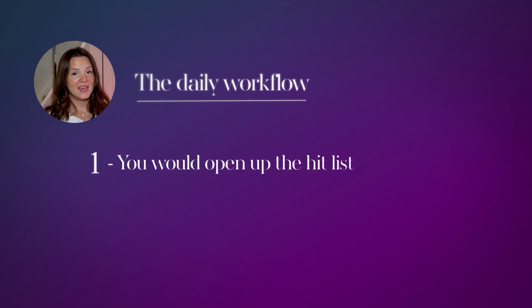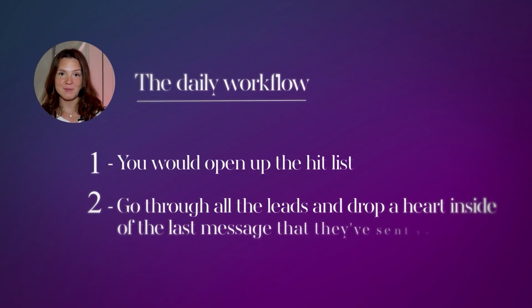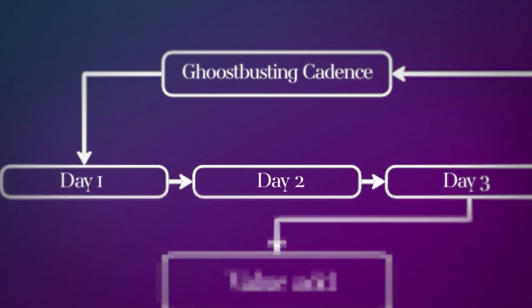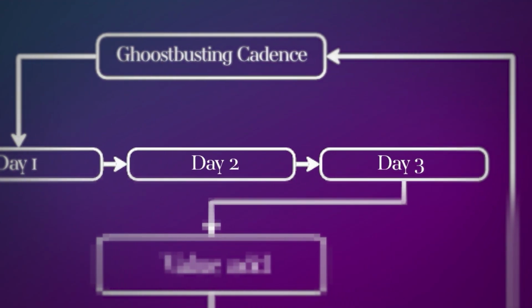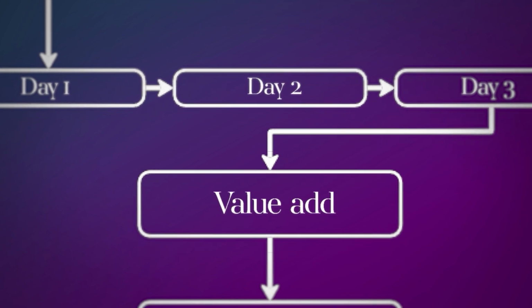And the daily workflow is as follows. 1, you would open up the hit list. 2, go through all of the leads and drop a heart inside of the last message that they sent you, because that notifies them and then bumps the conversation without you needing to send another message. You do that once a day for 3 days, and if you're still getting ghosted after 3 days, follow up 3 days later with value-added follow-up.